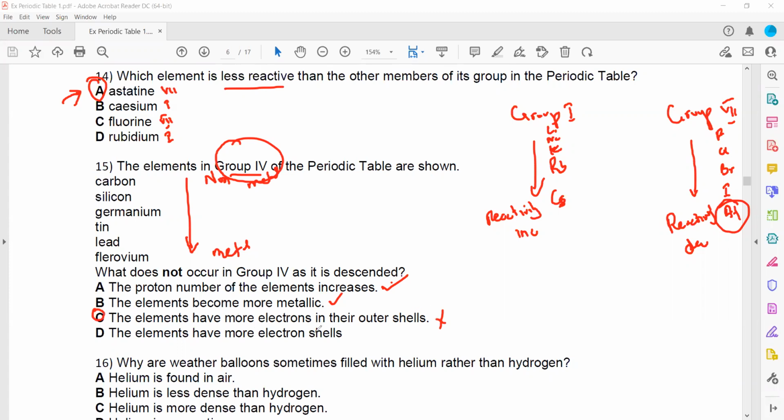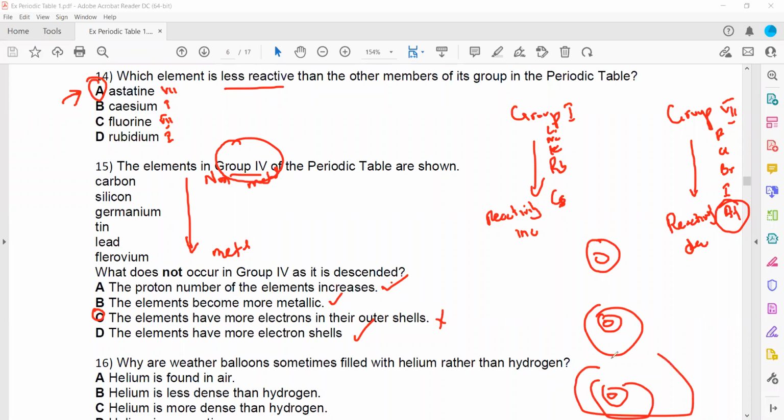And the elements have more electron shells, that is true. Because as we go down, the number of shells increases as the period changes. So there will be more electron shells available. That's why D is also right, but option C is not correct because as they belong to group 4, they should have 4 electrons in their outermost shell. Is it clear?